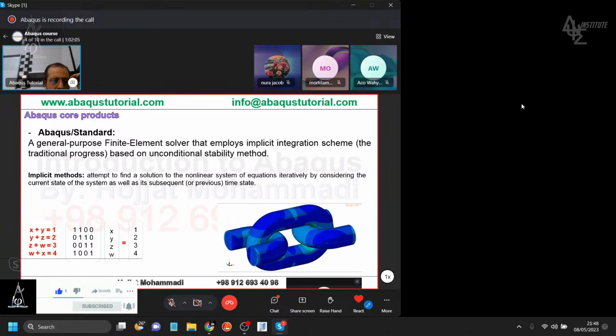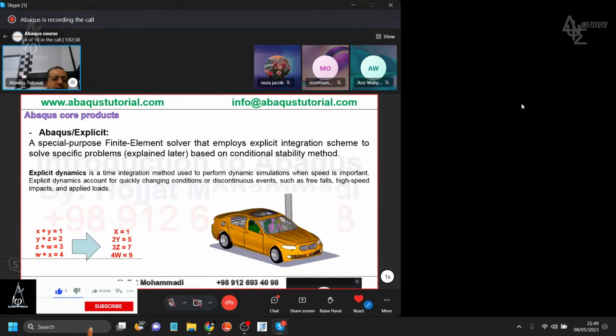Okay, the matrices are coupled, and the coupling of the equations prevents the program from having an efficient calculation. Okay, and this is why the ABAQUS package has another solver.